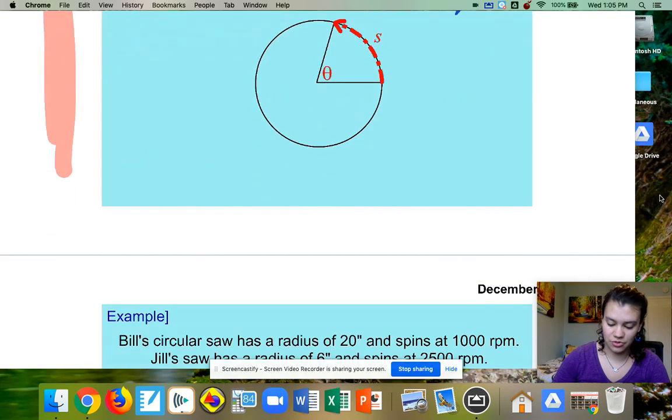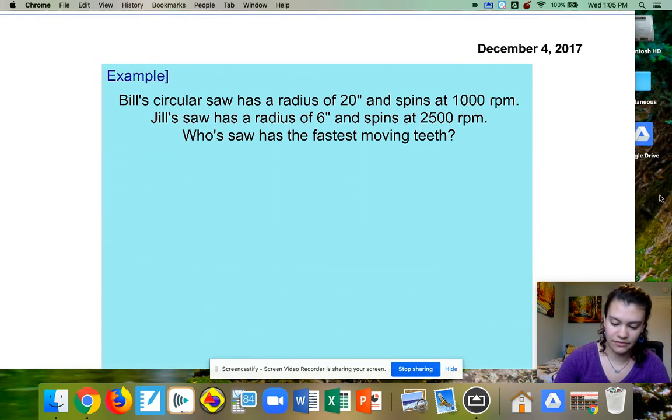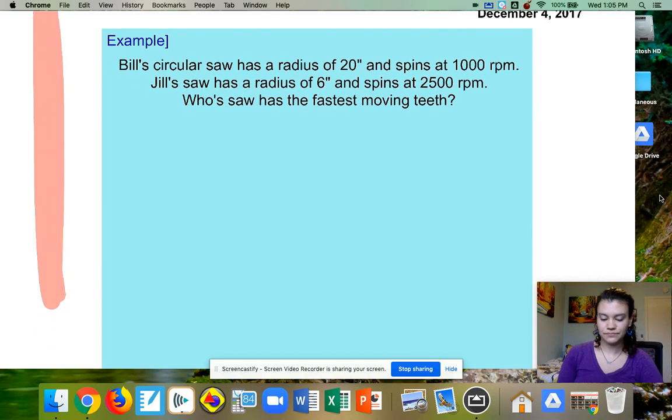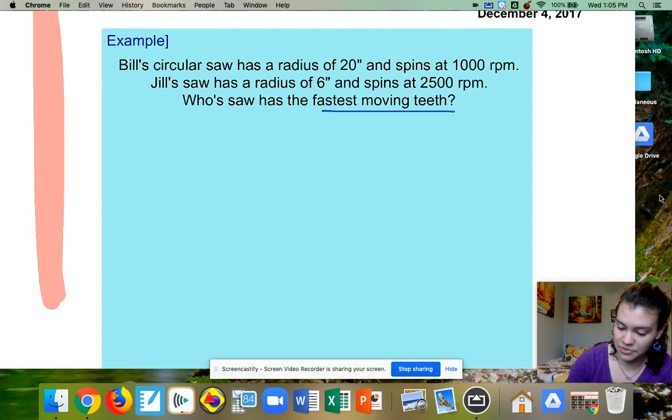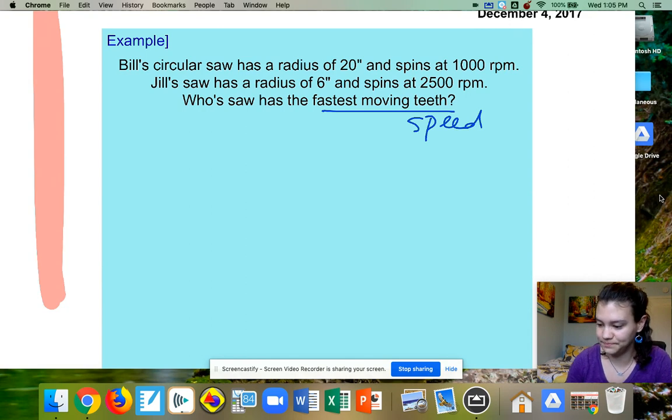So we're going to do 2 examples here of using this, and it'll be some dimensional analysis. Bill's circular saw has a radius of 20 inches and spins at 1,000 RPMs. Jill's has a radius of 6 inches and spins at 2,500 RPMs. We want to figure out who has the fastest moving teeth. So we want some sort of speed versus our angular speed. We want the linear speed.